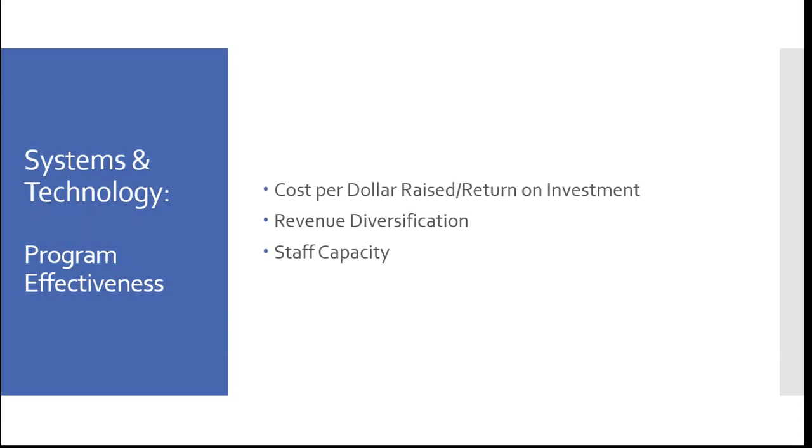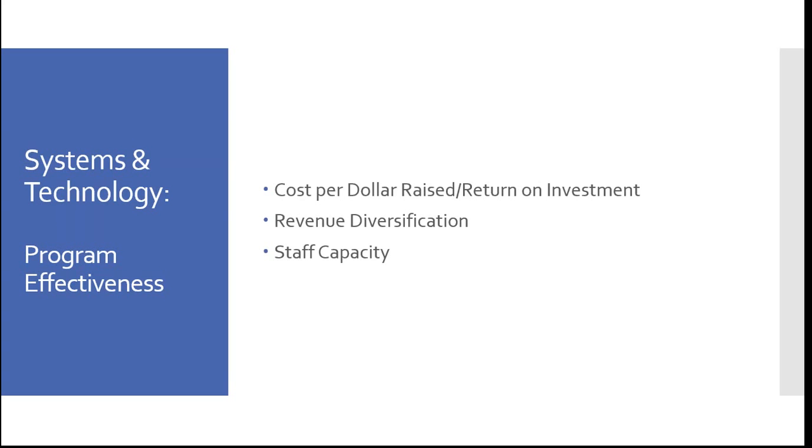Finally, I want to talk about that 4th pillar, which is systems and technology. I want to talk a little bit about some overall program effectiveness metrics. Again, I didn't include here things like progress toward revenue goals. I figure that's something that you all focus on enough already, and I wanted to focus on something else today.